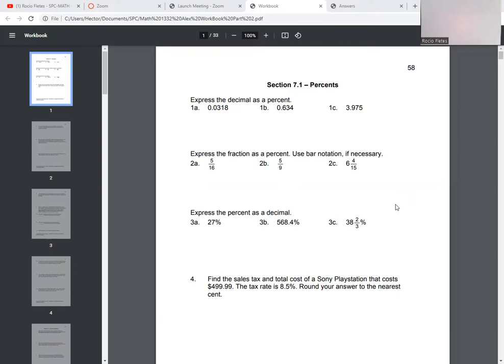This is on section 7.1. And we're going to start with question number 1. It has 3 parts. So we're going to express the decimal as a percent. When we are expressing the decimal as a percent, as in the case of 1a, we have 0.0318. Let me just write 1a, and then we have 1b, 0.634, and 1c, 3.975. So we want to express the decimal as a percent.